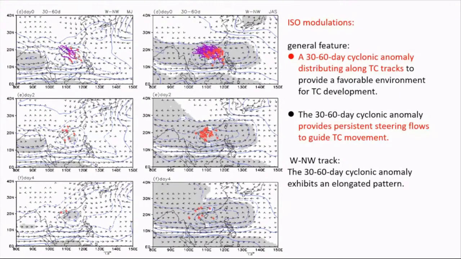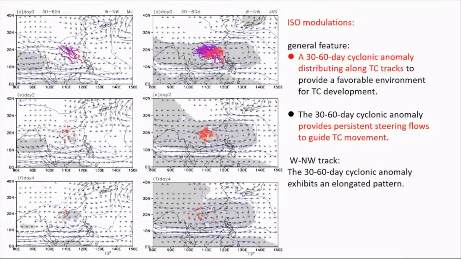So from here we can see TCs are formed within the center of an elongated 30 to 60 day cyclonic anomaly here. After formation, these TCs are driven by the easterly flow to move westward along the cyclonic anomaly of the ISO pattern. So we can see the TC after formation moves along with the 30 to 60 day cyclonic anomaly to the west, to take a westward and northwestward track.